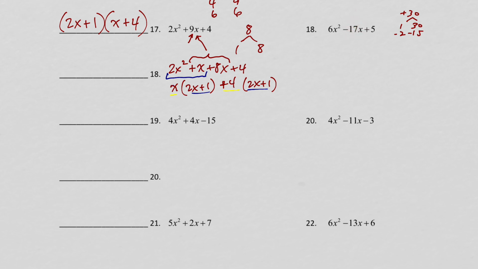So now I'm going to rewrite this number as negative 2x minus 15x plus 5. And these two numbers are based off of those. But now I can factor by grouping.